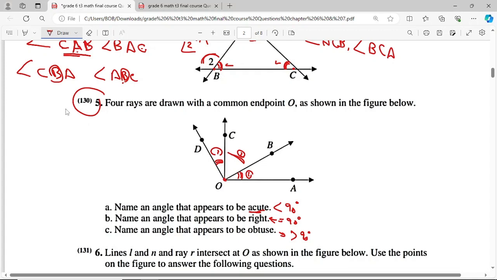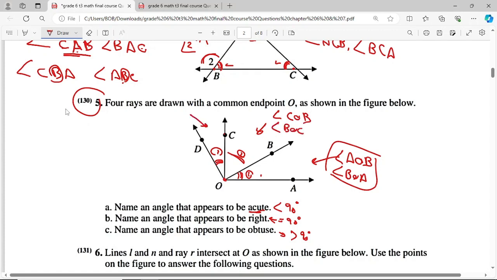So this angle will be AOB, or BOA. They are the same. The second angle here is angle COP, or POC. The third angle is DOC, or angle COD. They are the same.